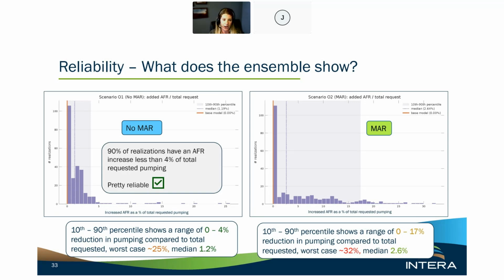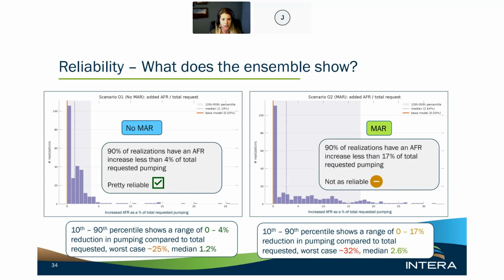But now when we look over at the MAR scenario, we see the 10th to 90th percentile shows a range of 0 to 17%. So that means that 90% of the realizations have an AFR increase less than 17% of the total requested pumping. So now the upper end of our 90th percentile is looking at almost 1/5 of the total requested pumping. So not as reliable. We're still on the low end. Our median value is 2.6% of total requested pumping. So it's still pretty low, but not as reliable as the non-MAR scenario.